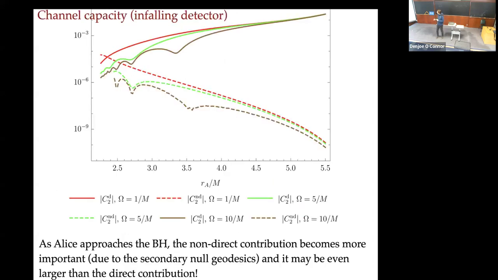Okay, so that's the channel capacity. That's for static detectors. A curious case is where there's an infalling detector. So now Alice is falling into the black hole. In that case, as she's getting close to the black hole, red dashed is the non-direct part, and continuous is the direct part. The important thing here is that the dashed is larger than the continuous as she gets close to the black hole. So basically, the communication from Alice to Bob is larger from non-direct orbiting geodesics than from direct geodesics between Alice and Bob. That's an interesting feature that happens when you've got orbiting null geodesics and when Alice is getting close to the event horizon.